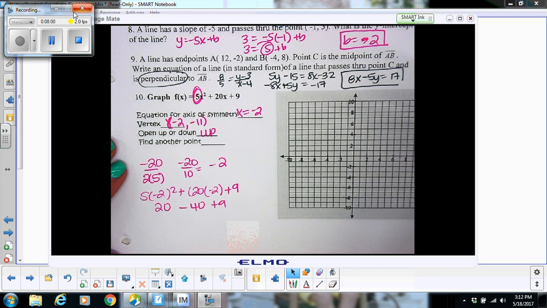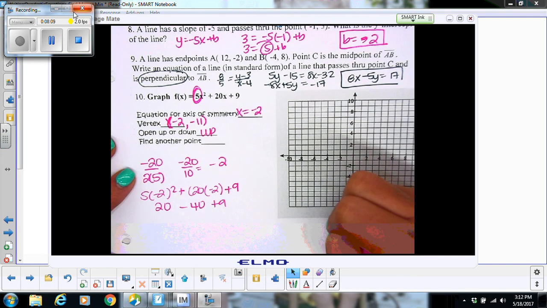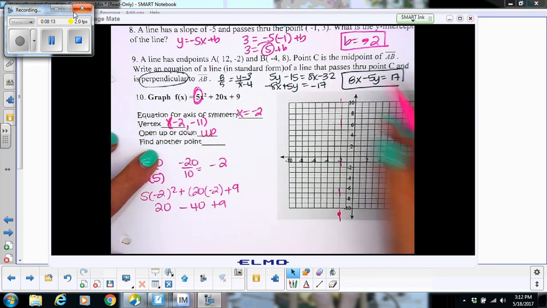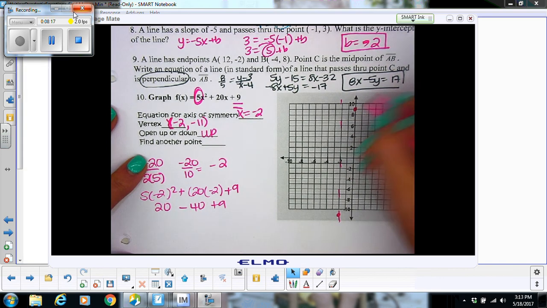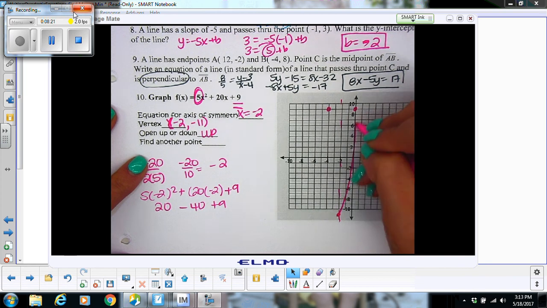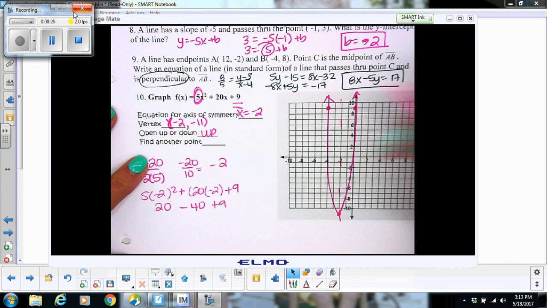And then we're going to find another point in order to graph that. So I'm going to start by graphing the -2, -11, which is going to be down here. So there's my axis of symmetry. My y-intercept is going to be 9. So my other point is going to be my twin point over on the far side. And there you go.